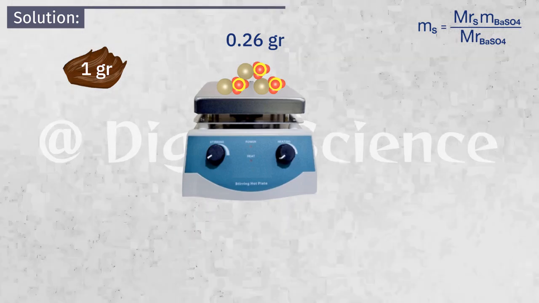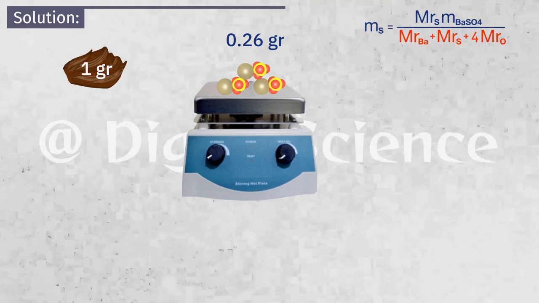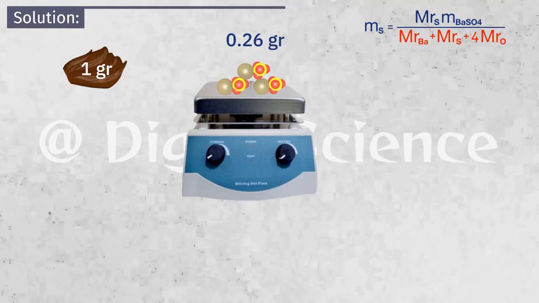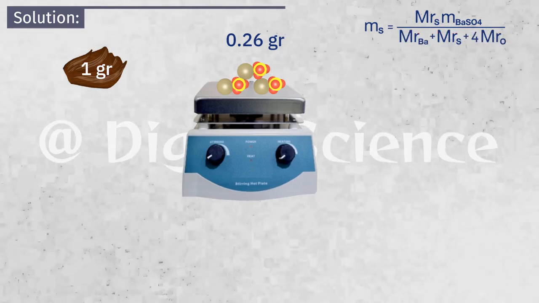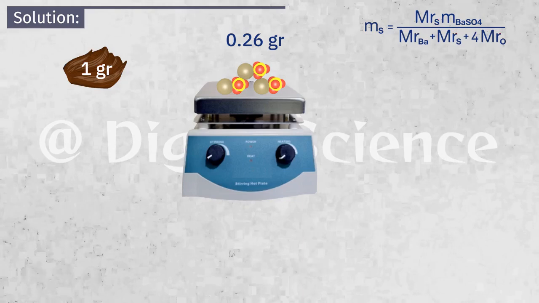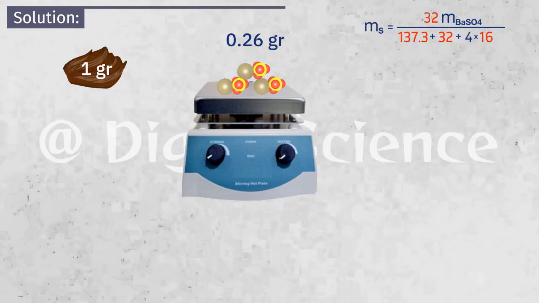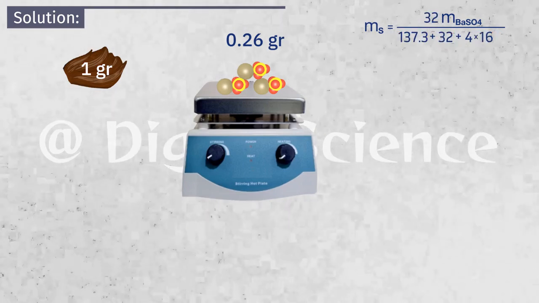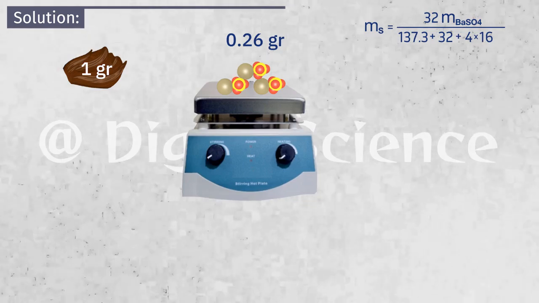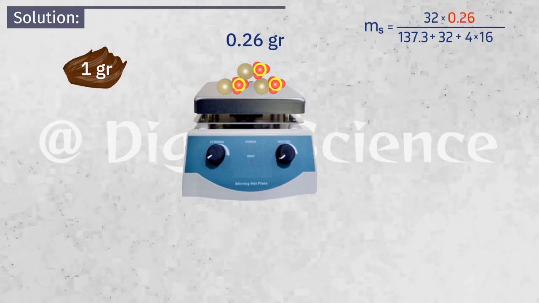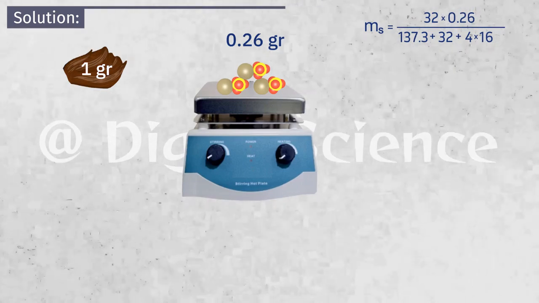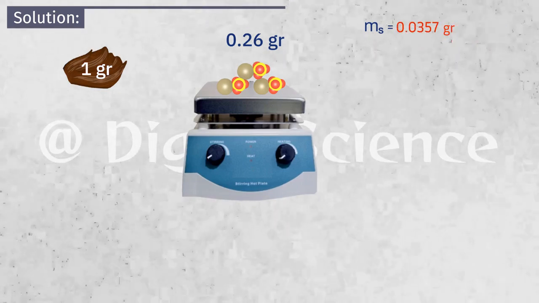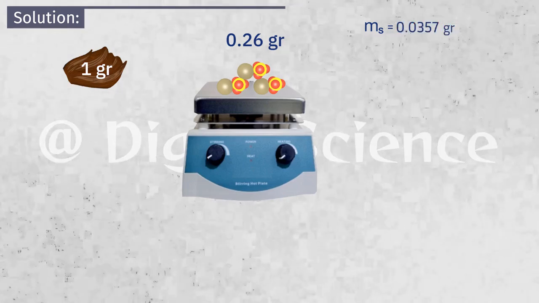The molar mass of barium sulfate is the sum of the molar mass of barium plus the molar mass of sulfur plus 4 times the molar mass of oxygen. The molar mass value can be found in the periodic table at the beginning of the problem sheet. The mass of barium sulfate is 0.26 grams. Simple calculation, 0.0357 grams.